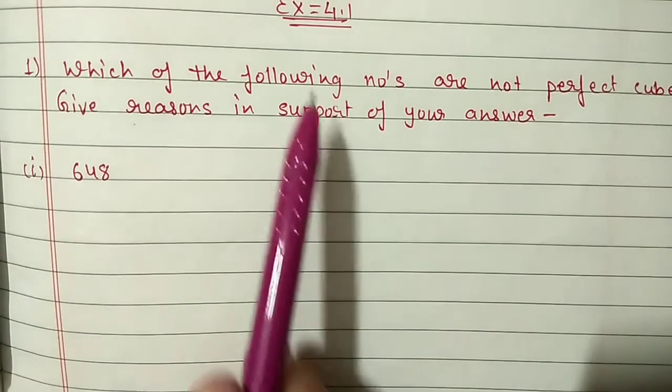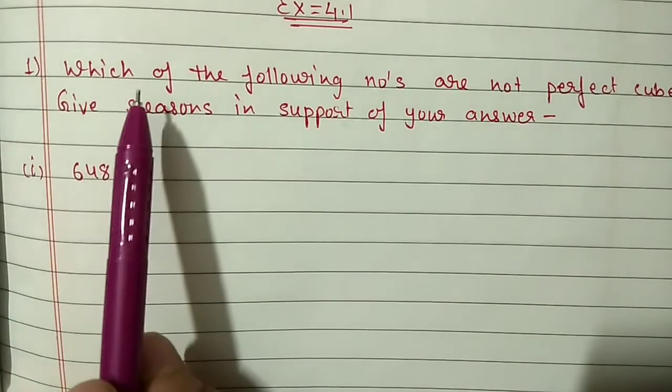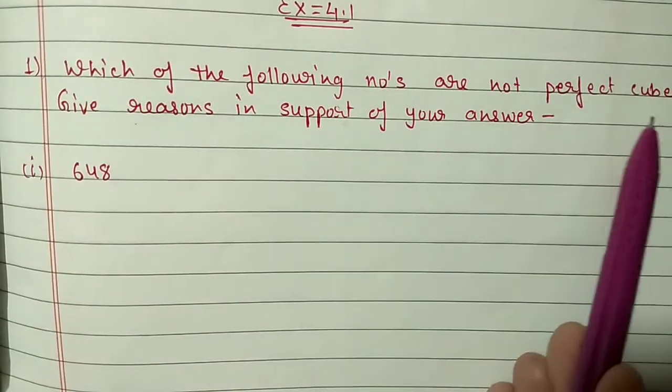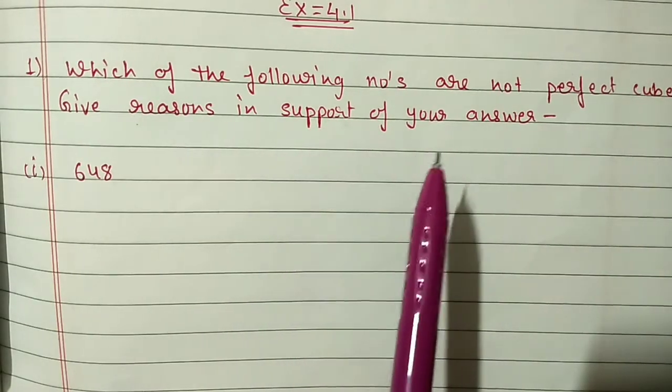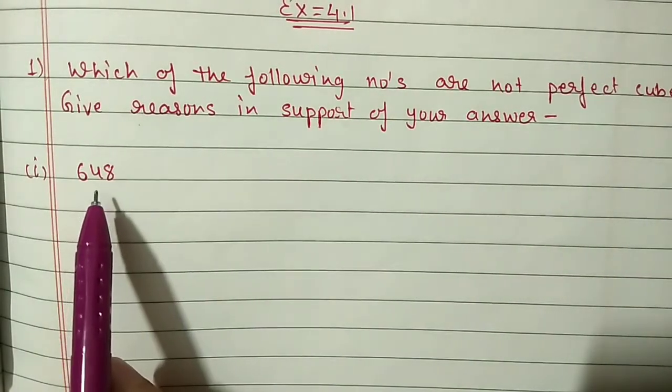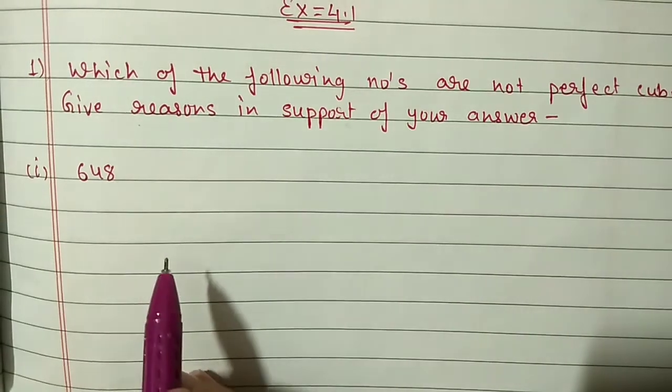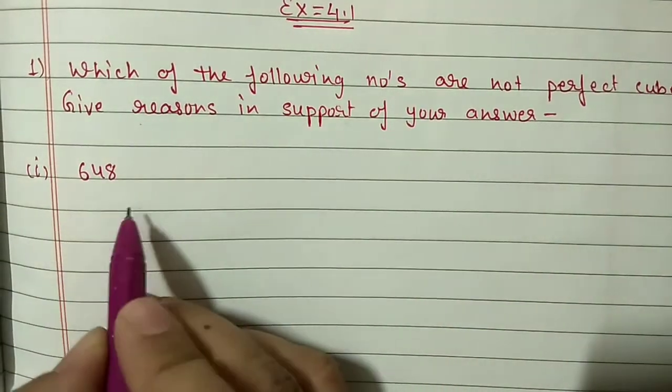Now we will start exercise 4.1. First question, which of the following numbers are not perfect cubes? Give reason in support of your answer. So first number given is 648. First of all we will do the prime factorization of this number.